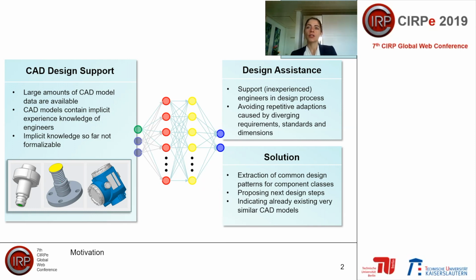So what does our solution look like? We try to extract common design patterns for different component classes from the existing CAD models. And on the basis of this, the idea is to propose next design steps. Another thing is to also indicate already existing, very similar CAD models to the designer in order to avoid the design of duplicates.